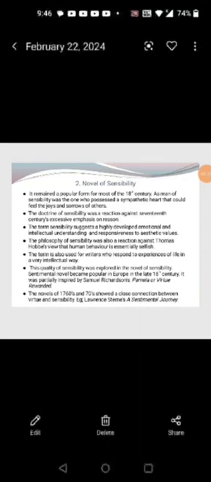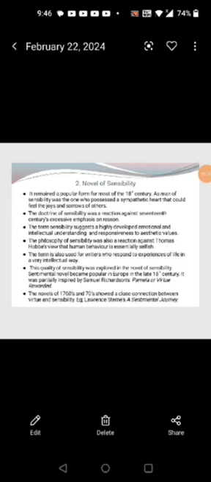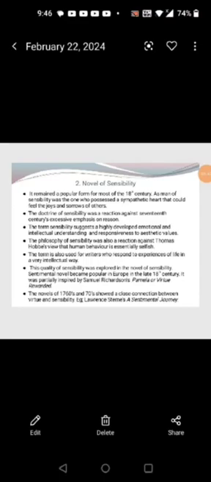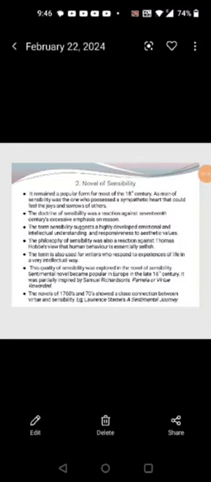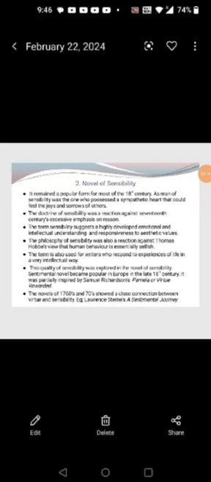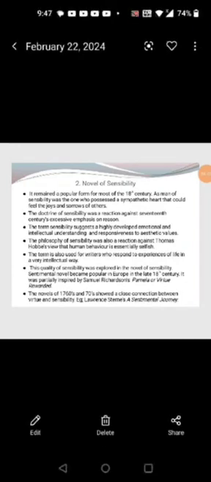Next point, the doctrine of sensibility was a reaction against the 17th century's excessive emphasis on reason. When you go through the history of English literature, you will see that the 17th century gave lots of emphasis to reason. So the doctrine of sensibility was a reaction against that: we don't have to reason out everything. There are certain things which do happen in our life but which do not have any reason, mainly dealing with the emotional part of a person's life.